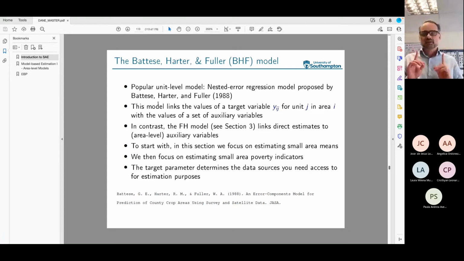What is this model doing? Here you have to be a bit careful in order to understand what the difference from the area-level model is. In the model, we link the values of the target variable, which I denote here by y_ij. So y_ij, in this case, say if you're interested in monetary poverty, will be an income measure for household j, unit j. Let's assume that in the survey data set, our units are households, in area i, so that's municipality i. And we're going to use a model to link the outcome, the response variable, the income variable, to a set of auxiliary variables.